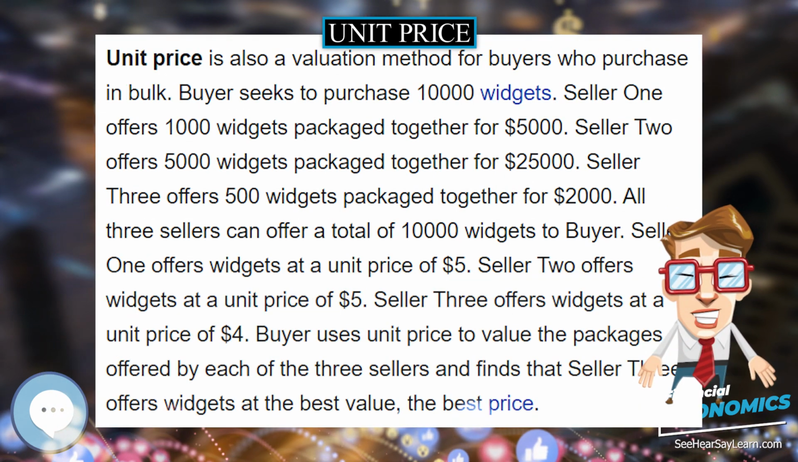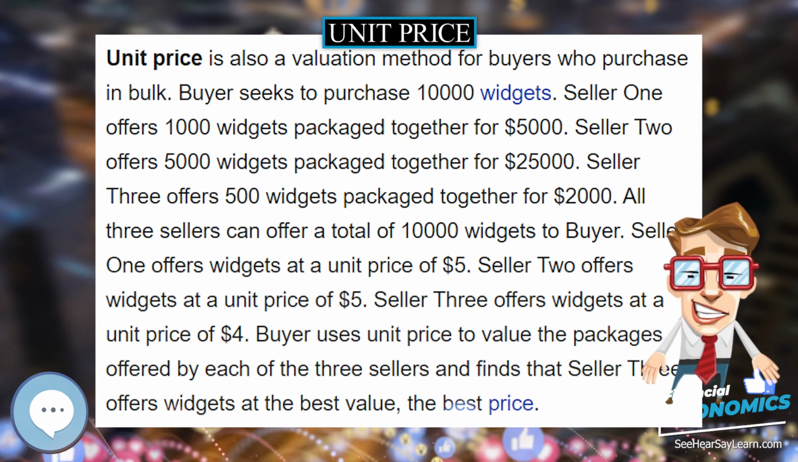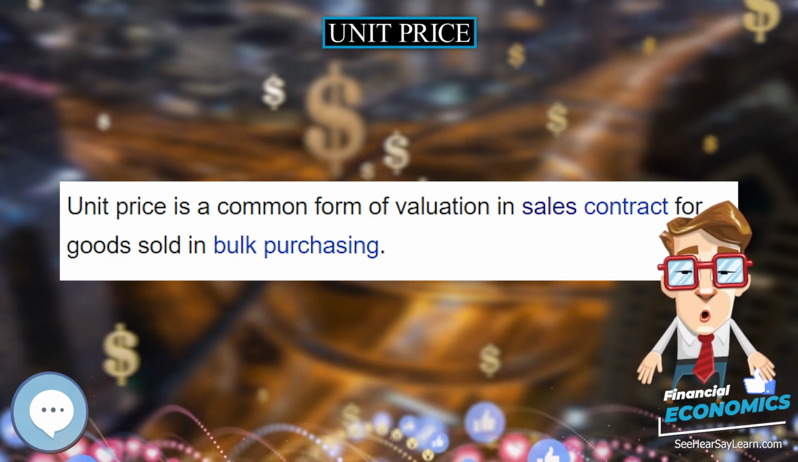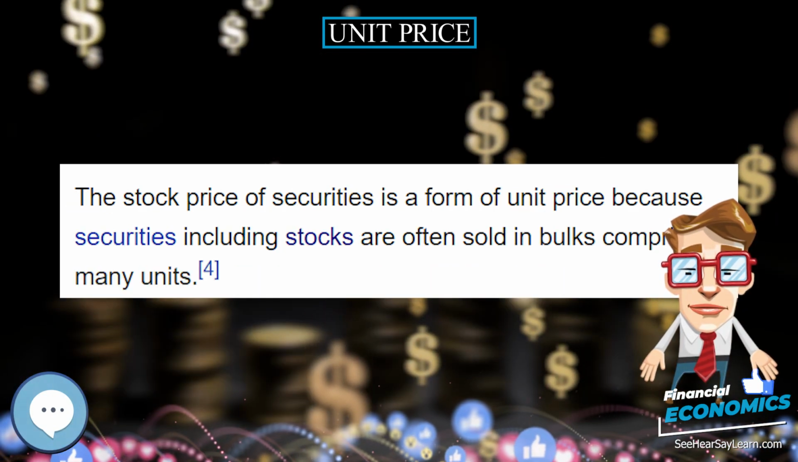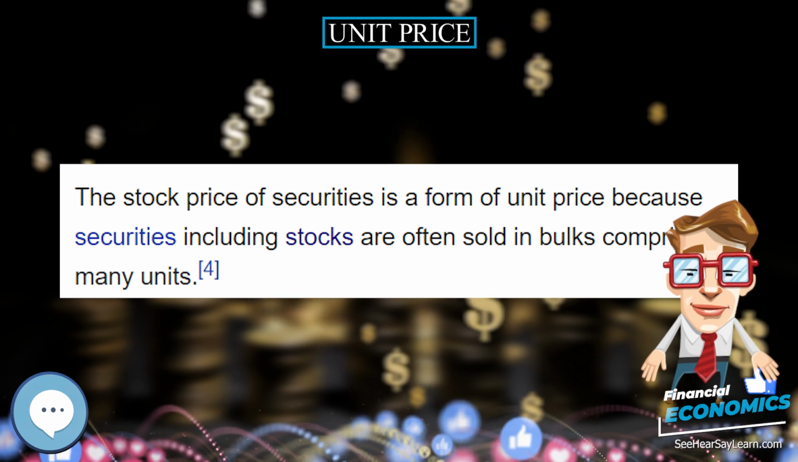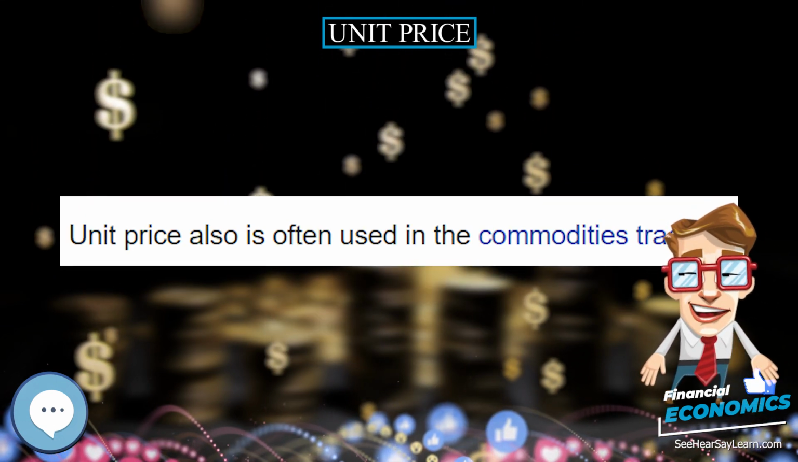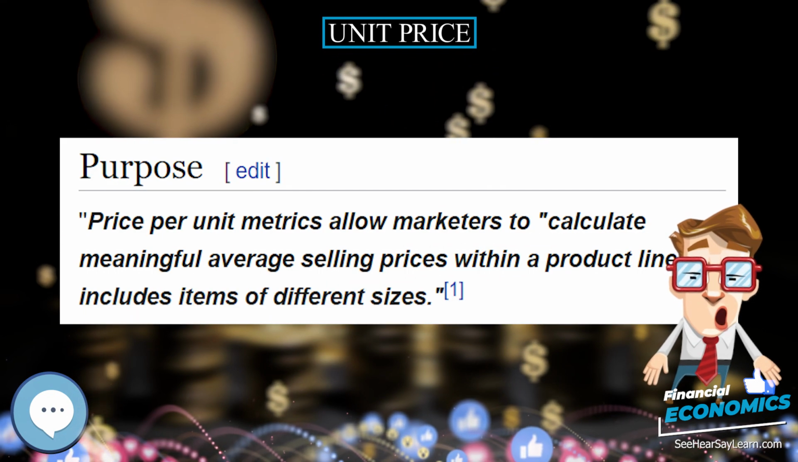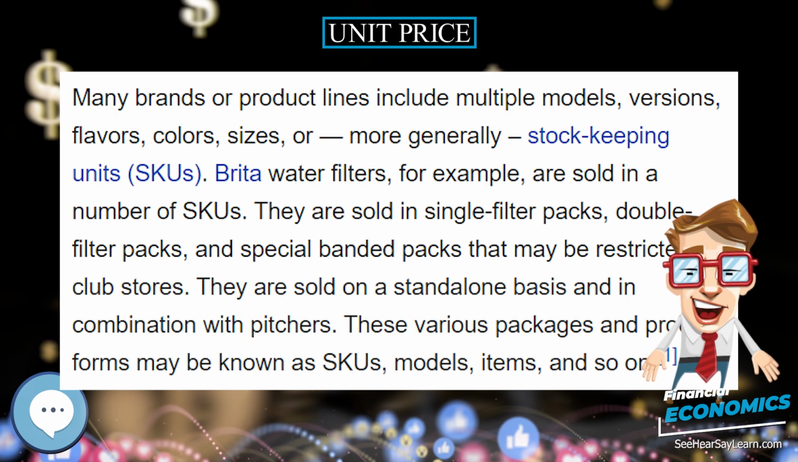Purpose. Price per unit metrics allow marketers to calculate meaningful average selling prices within a product line that includes items of different sizes. Many brands or product lines include multiple models, versions, flavors, colors, sizes, or, more generally, stock keeping units, SKUs. Brita water filters, for example, are sold in a number of SKUs.